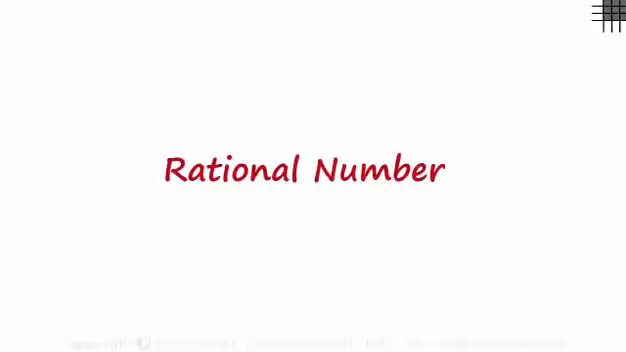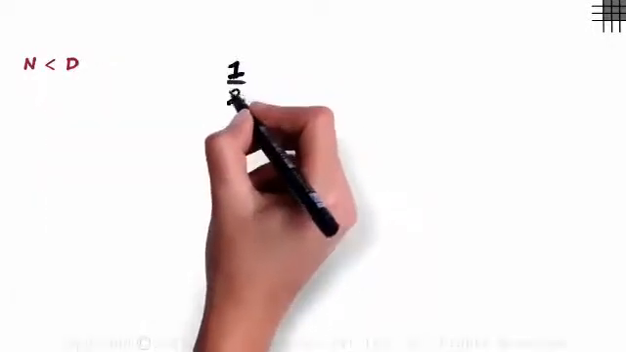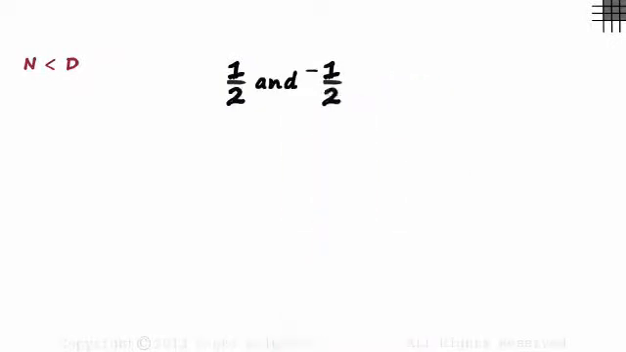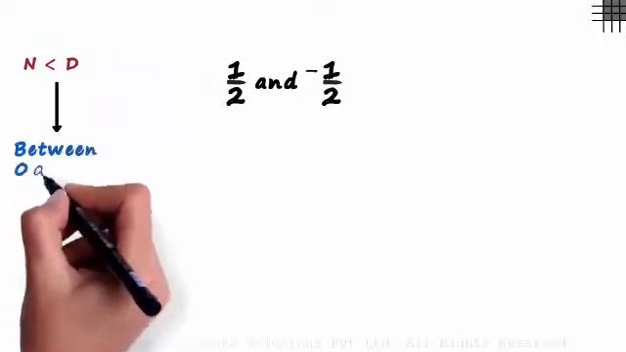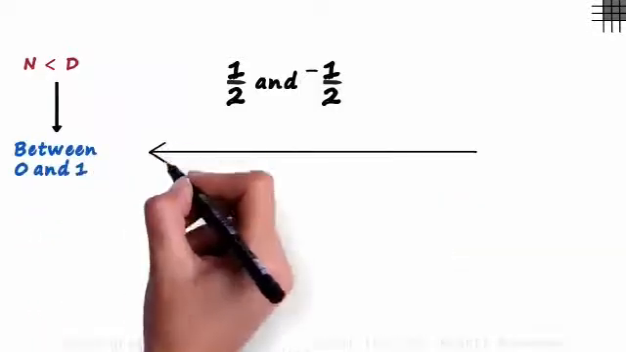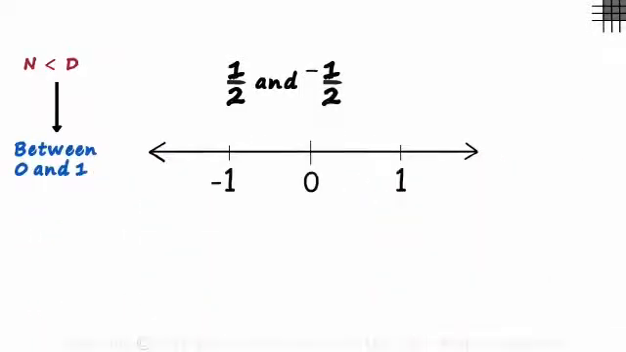One of the categories of plotting the rational numbers on the number line is when the numerators are less than the denominators. Let's try to plot 1 by 2 and -1 by 2 on the number line. First, we see how we can plot 1 by 2. The numerator 1 is less than the denominator 2. When the numerator is less than the denominator, the positive rational number will be between 0 and 1. So we draw the number line like this. The number 1 by 2 has to lie somewhere between 0 and 1.